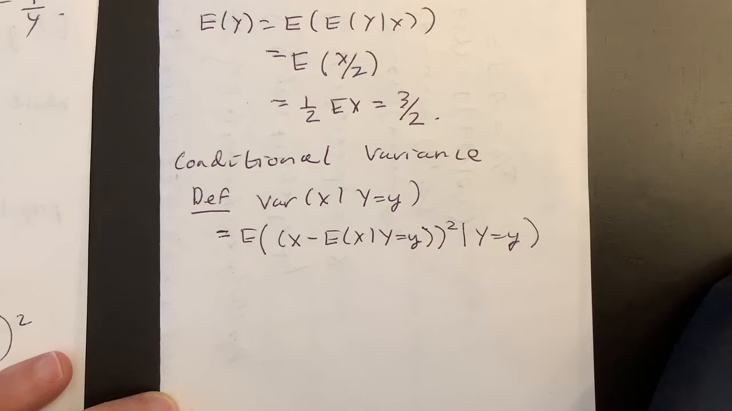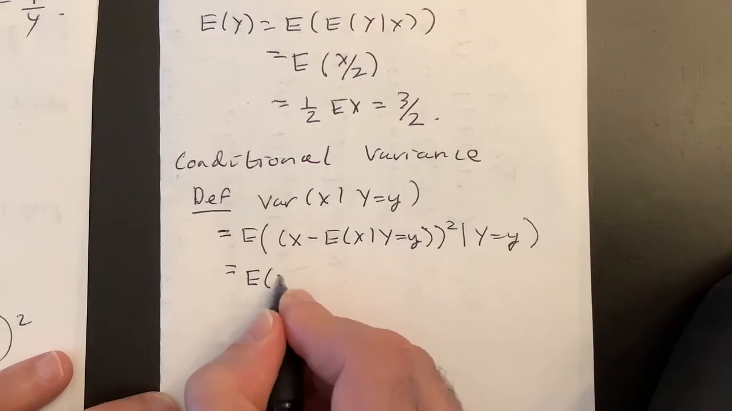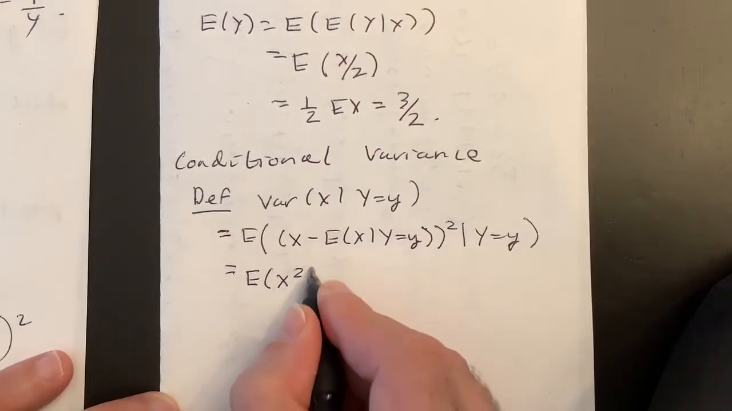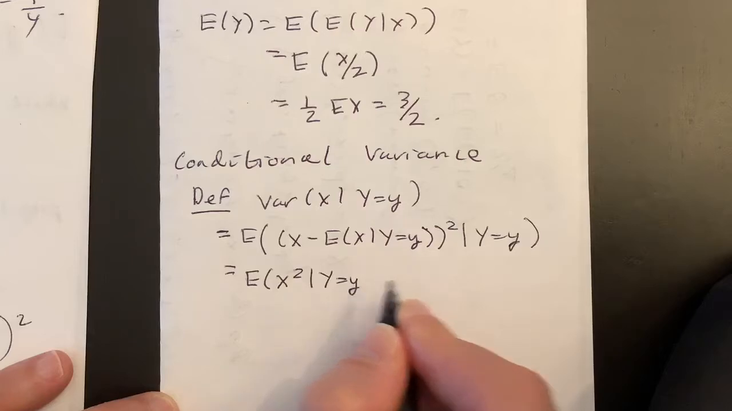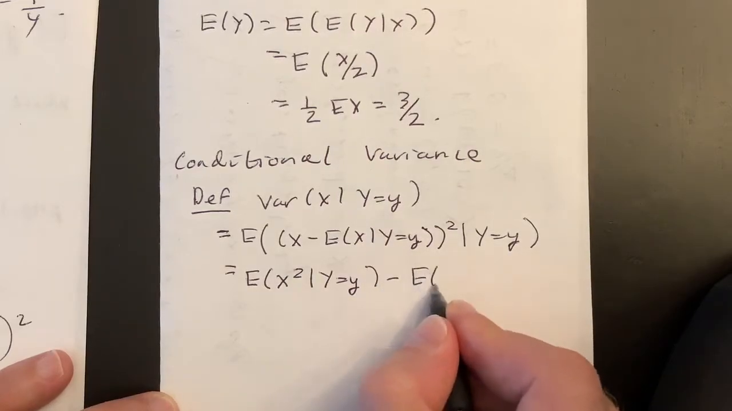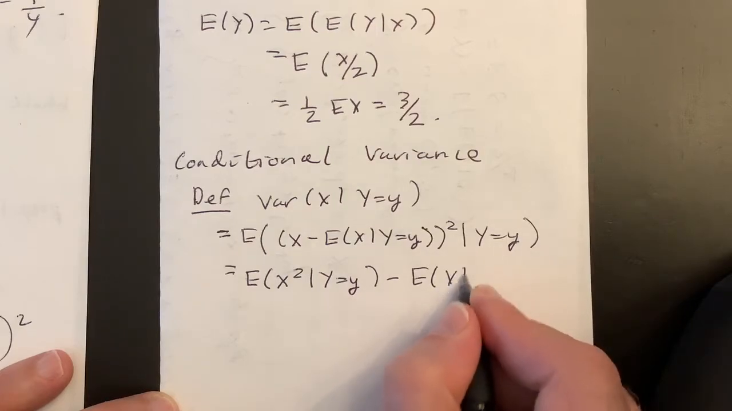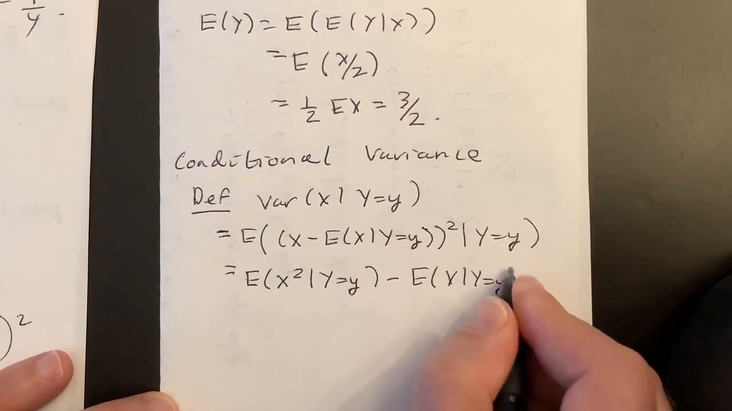So if we expand this now, we get, this is also equal to e of x squared given y equals little y, minus e of x given y equals little y, squared. I'm skipping a step or two, but we did do this already, and I think it's good for you to see these things sometimes with steps left out that you can do.